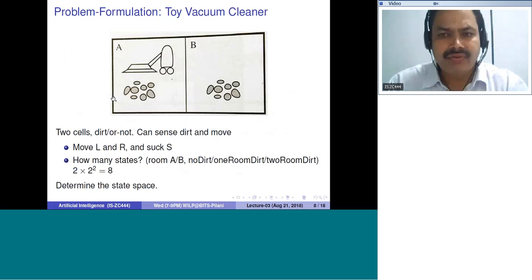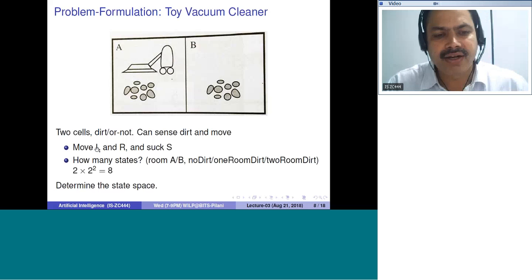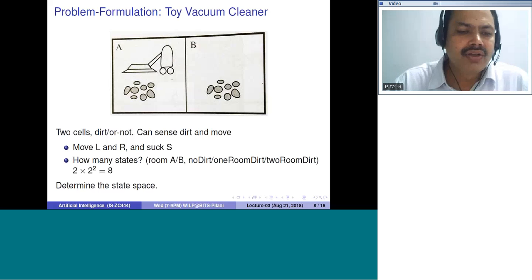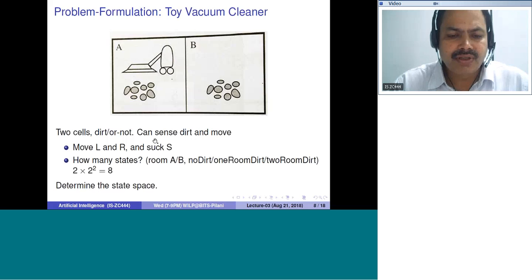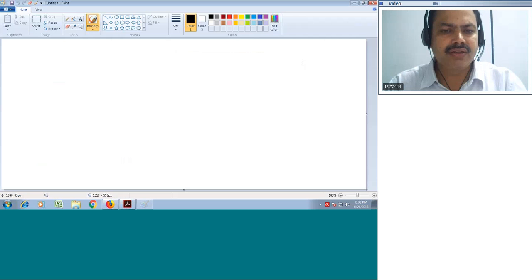Let us go back to this toy model, that is a vacuum cleaner. So how many states did this vacuum cleaner have? We had 2 rooms, A and B, and there could be dirt. The vacuum cleaner can take the decision to move left, move right, and suck. 3 operations you can perform. So can anybody tell me what is the state space of this particular problem? Means how many different states are there in this problem?